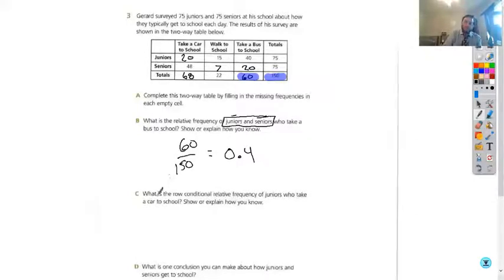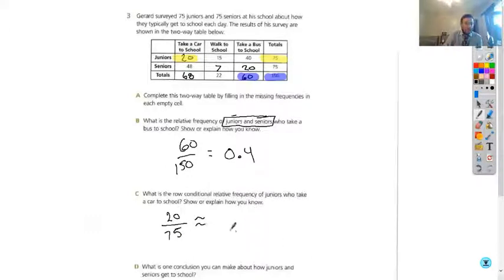Then C says, what is the row conditional frequency of juniors who take a car to school? So row conditional means that we're just looking at this row here. So we're just looking at juniors, and we want to know juniors who take a car to school. So we're going to highlight the total number of juniors who take a car. And then if we're just looking at this row, the total we're going to use is the total number of juniors that we have, which is 75. So juniors that take a car is 20 over the total number of juniors, which is 75.